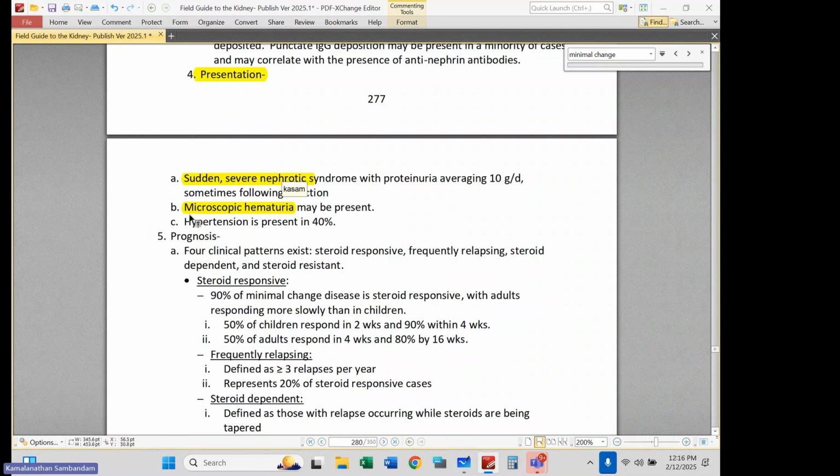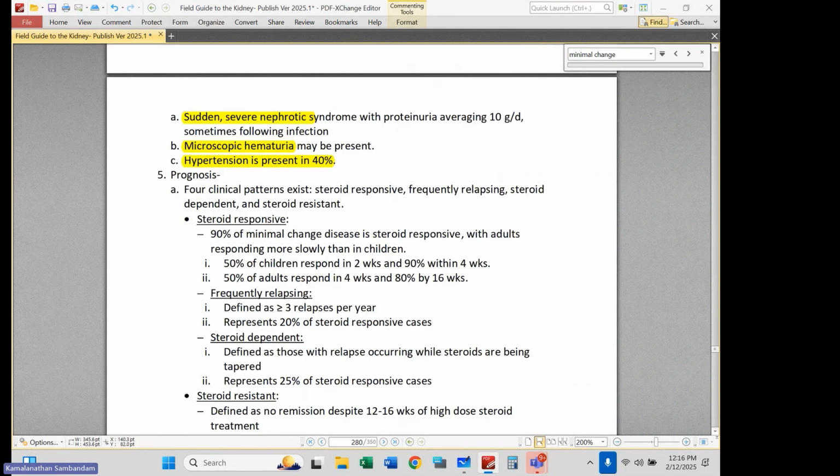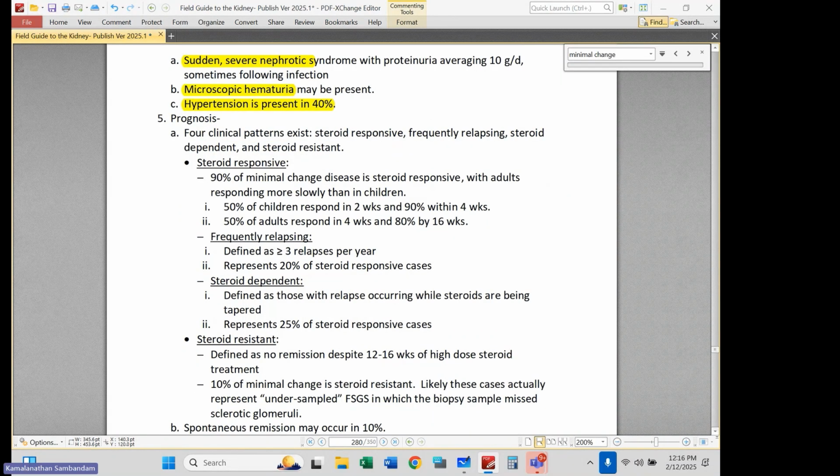And then, you're often assuming that minimal change patients are not hypertensive, but here's some statistics to share that minimal change disease can also present with hypertension as a feature as well.